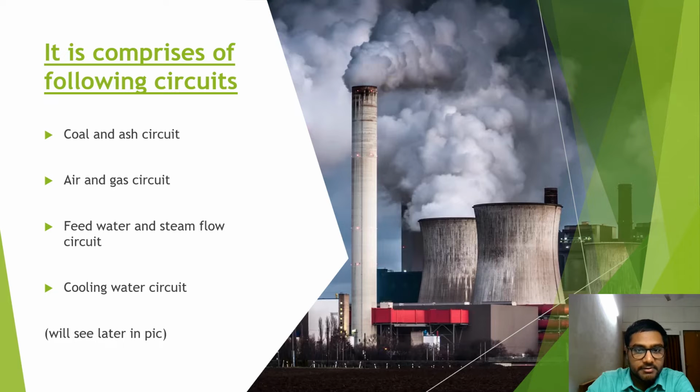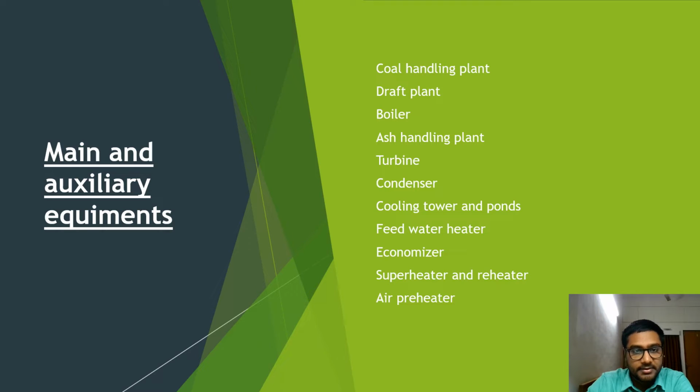Okay, so our thermal power plant comprises the following circuits: coal and ash circuit, air and gas circuit, feed water and steam water circuit, and cooling water circuit. Now, what are these? We will see later in the picture. Okay, so main and auxiliary equipments. These are the equipments required in a thermal power plant, and we will discuss some of these. These are the names, you can read them out.